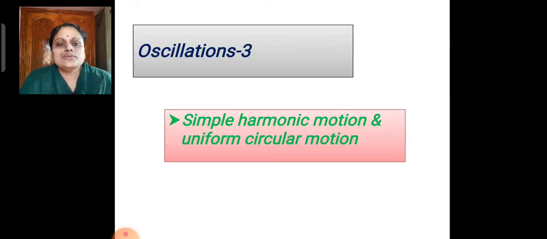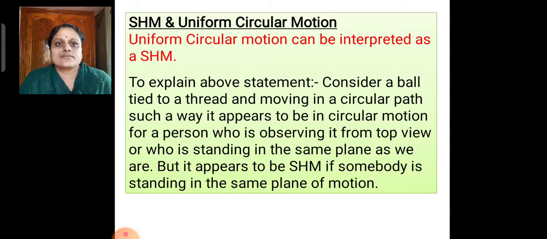In this module, let us discuss simple harmonic motion and uniform circular motion. Simple harmonic motion and uniform circular motion are related to one another. Uniform circular motion can be interpreted as a simple harmonic motion.